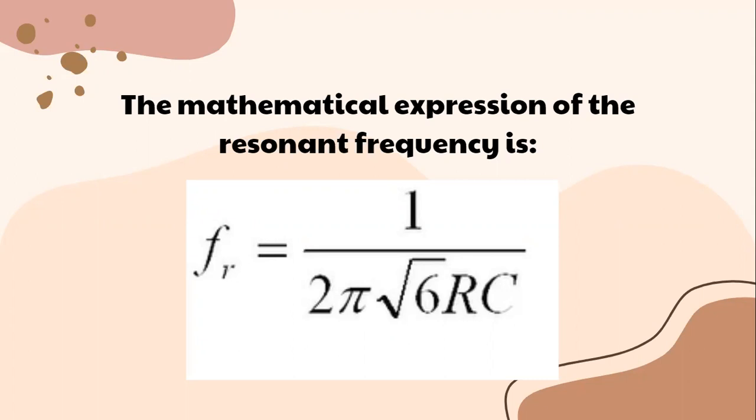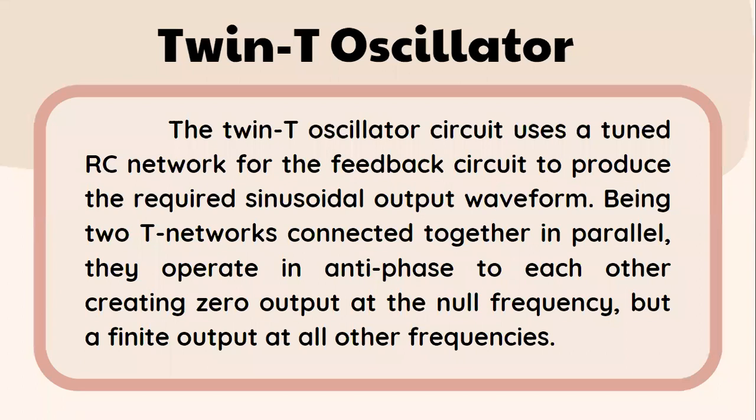So last ng ating type of RC feedback oscillator is the twin T oscillator. So the twin T oscillator naman daw ay uses a tuned RC network for the feedback circuit to produce the required sinusoidal output waveform, being two T networks connected together in parallel.